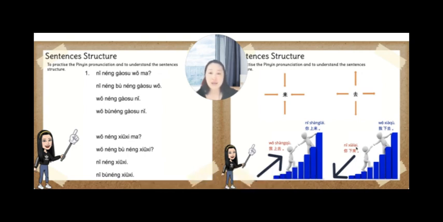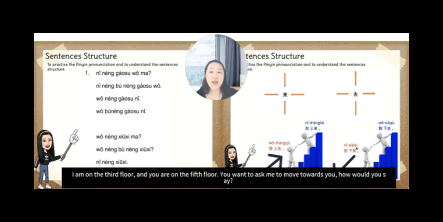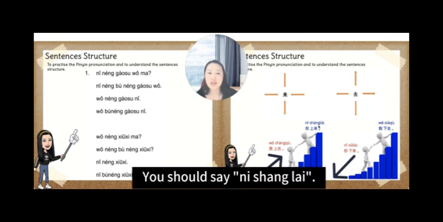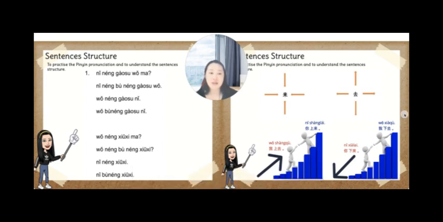Okay? So let's try one more. I am still on the third floor. And this time you are at the fifth floor. And you want to ask me to move towards you. So how would you say it? So at this time, this is me, right? And this is you at the fifth floor. And you want to ask me to move towards you, to go upwards. So you should say, 你上来. Okay? Alright, so let's look at the next page.